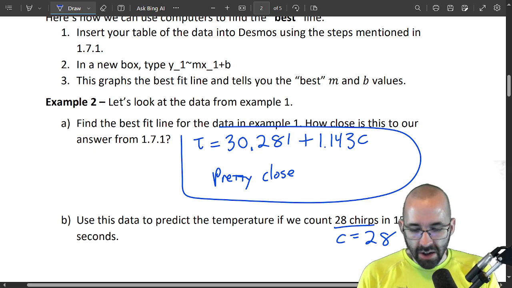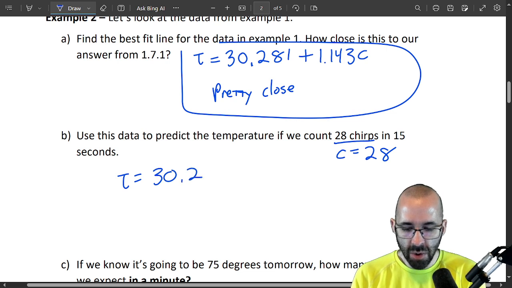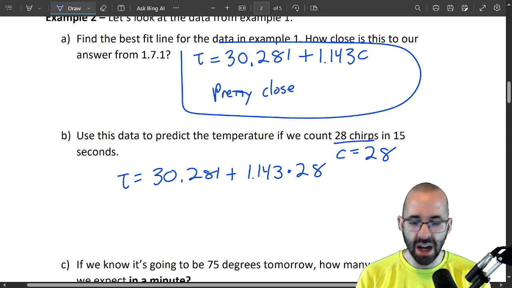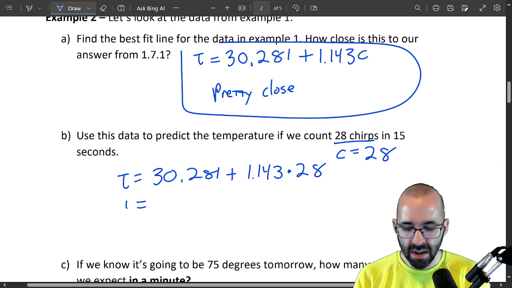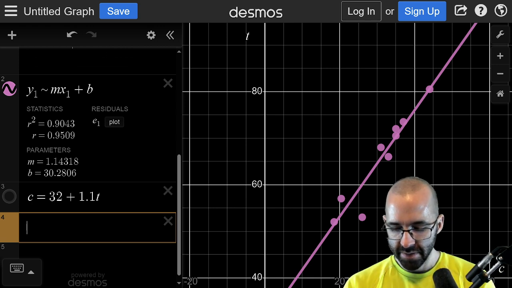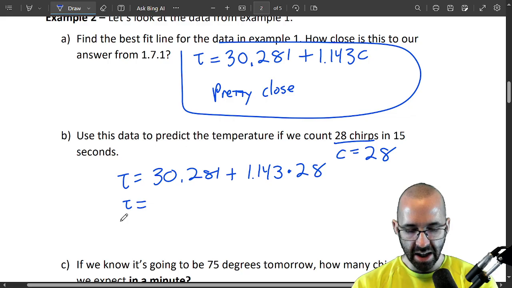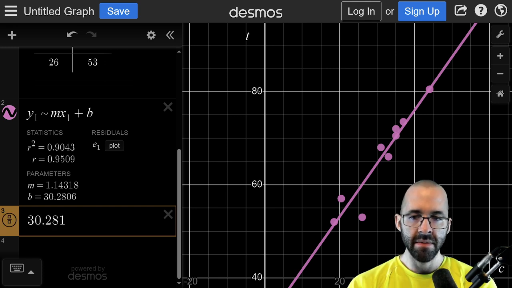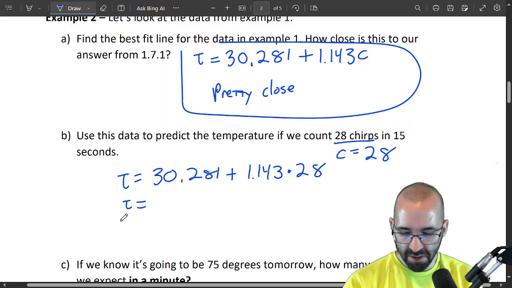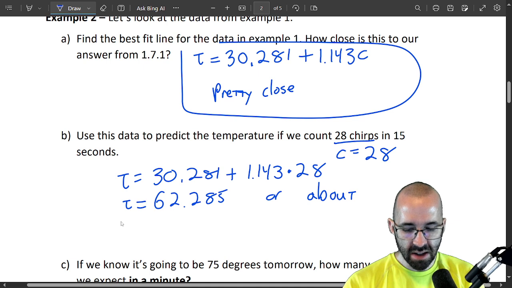Okay. So if C is 28, what does T have to be? Well, we know T is 30.281 plus 1.143 times C. All we have to do is type this into a calculator, and we can get our approximation. What is our temperature going to be? Let's type it in. We're just plugging in 28. 30.281 plus 28 times 1.143 gives 62.285. Or you could approximate it, about 62 degrees Fahrenheit.